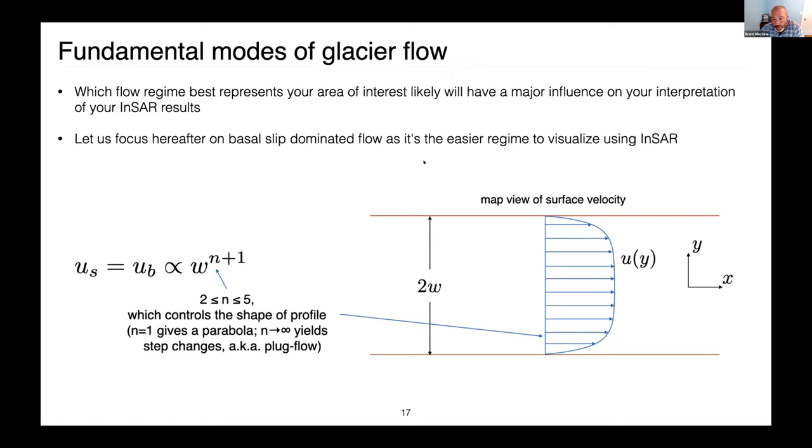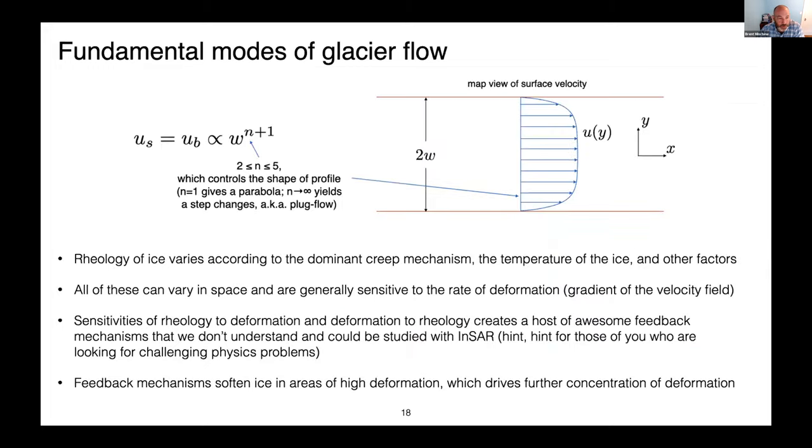On basal slip dominated flows, it's the easiest regime to visualize using InSAR. Again, the velocity simply goes as the width raised to the n plus one power, and this overall shape is dominated by the value of n. So as n becomes very large, you're just localizing more deformation toward the margin.